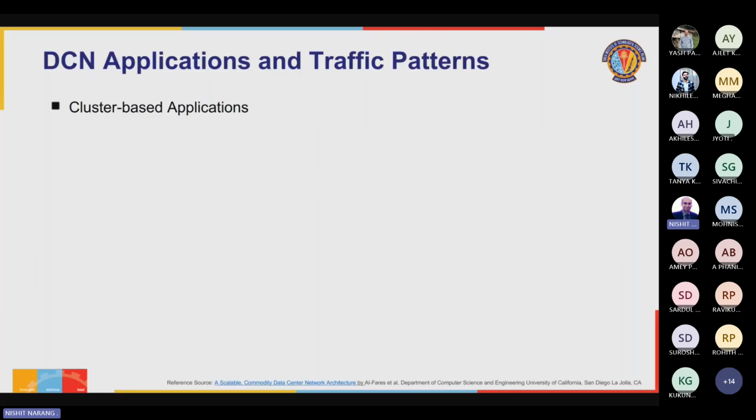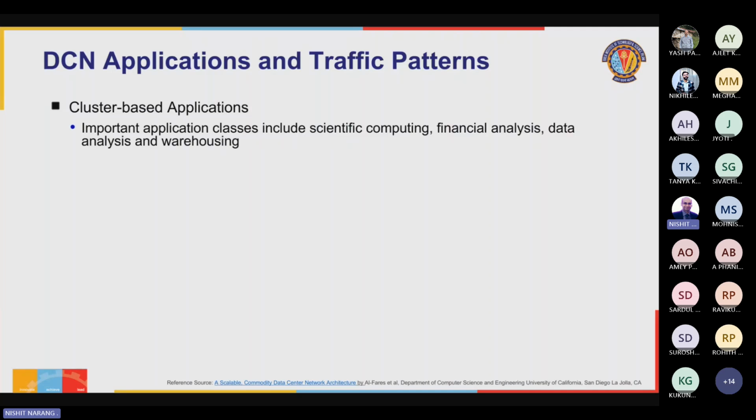Now, why is it that this is the kind of traffic pattern that data center owners like Facebook or Meta are seeing? Because of the applications. That's what they said. As our applications evolve and grow and scale, our network infrastructure has to keep pace with it. So the fact is that more and more DCN applications are becoming cluster-based applications. We are dealing with a class of applications that includes scientific computing, financial analysis, data analysis, data warehousing.